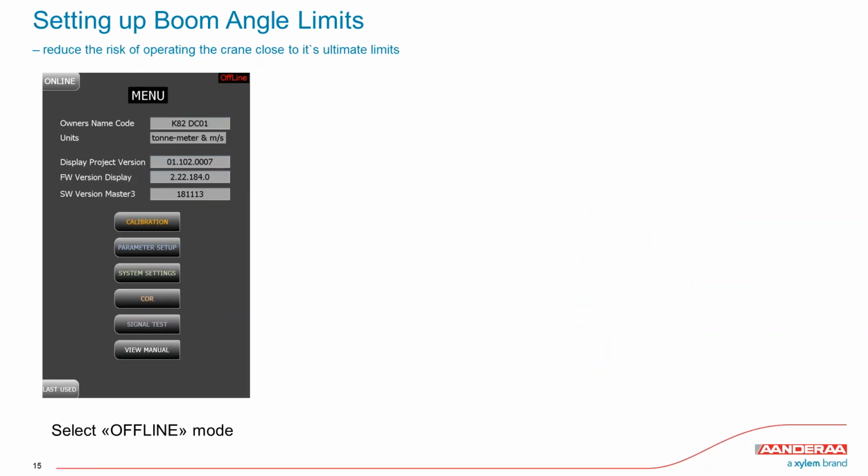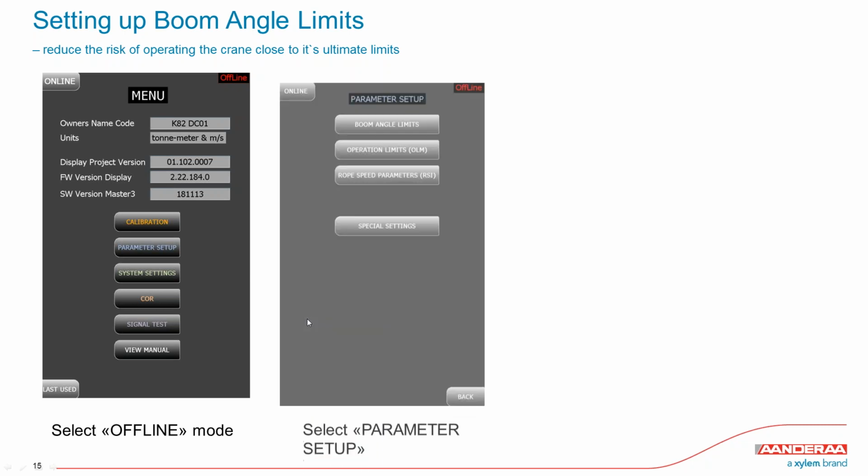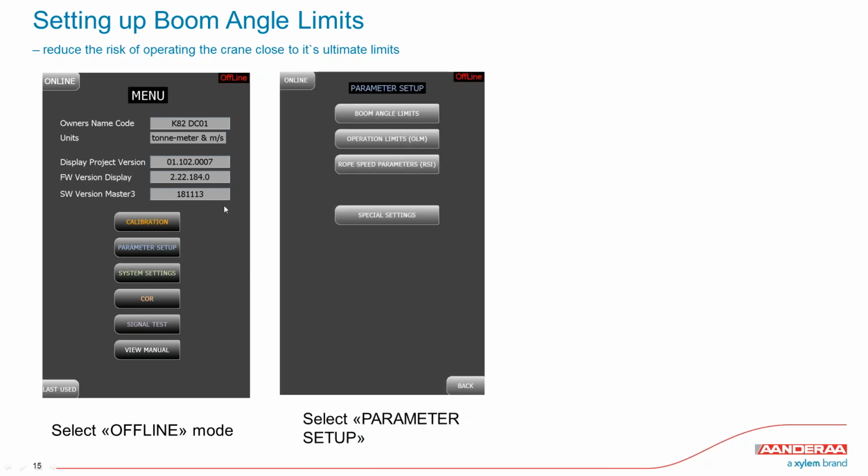The industry has come to us and asked us to provide more boom angle limits. This is especially to reduce the risk of operating the crane close to its ultimate limits, meaning high angle or low angle. So again, select offline. Now you select parameter setup, which brings you into a new menu called boom angle limits.